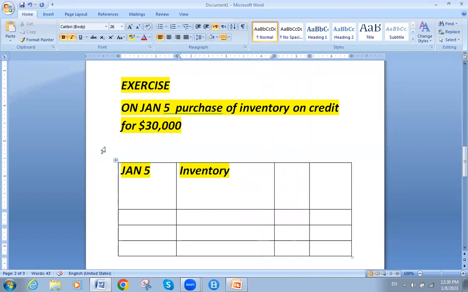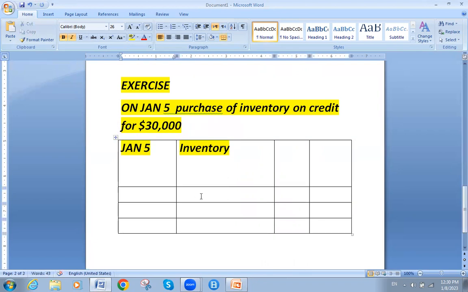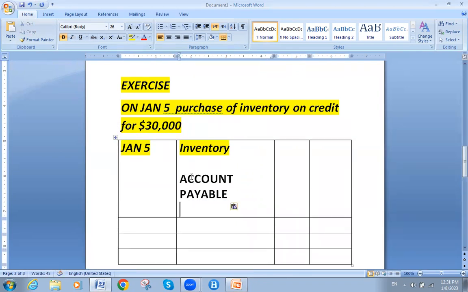Inventory into cash, actually this is credit. So notes payable or account payable. Account payable. We switch it into notes payable when we sign the papers. So here now this is account payable.